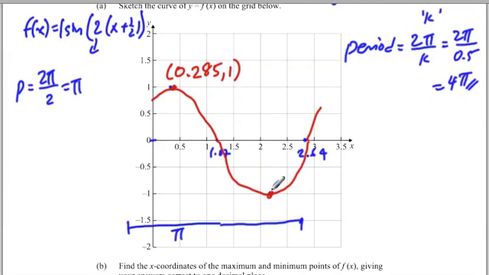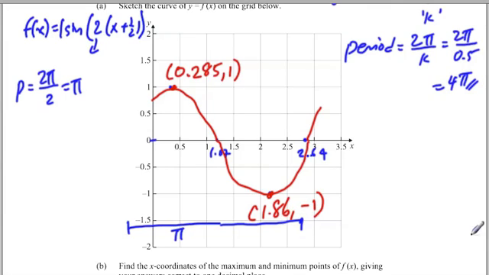Now for the min point, you are basically doing the exact same thing. So you're using now the minimum function in your calculator. So minimum left, right. Okay, and so this point is 1.86. Remember, you want 3 significant figures, and the y coordinate is negative 1.